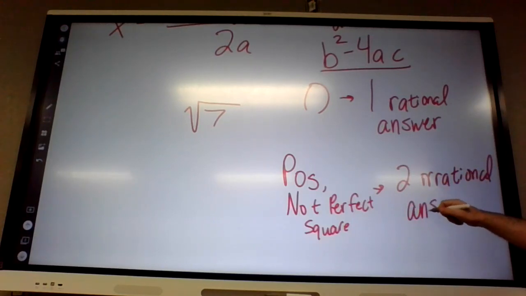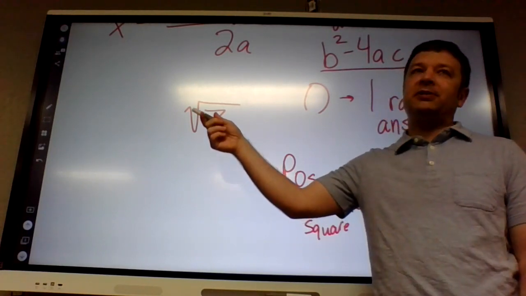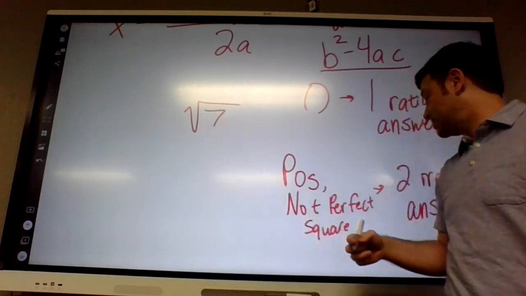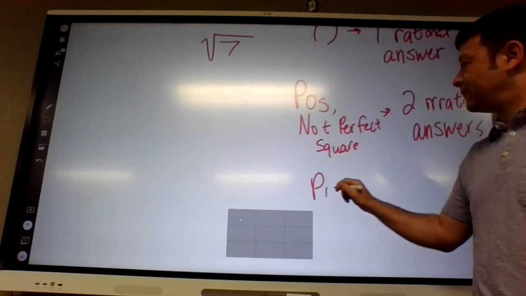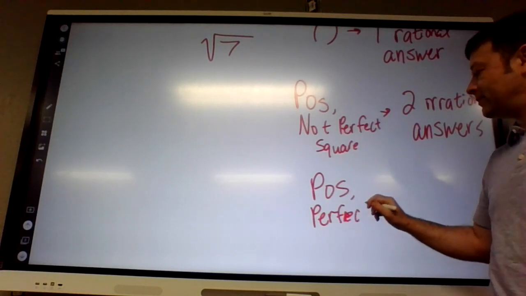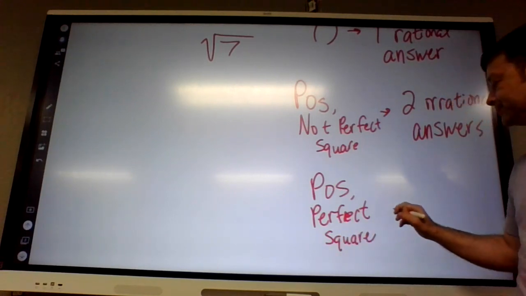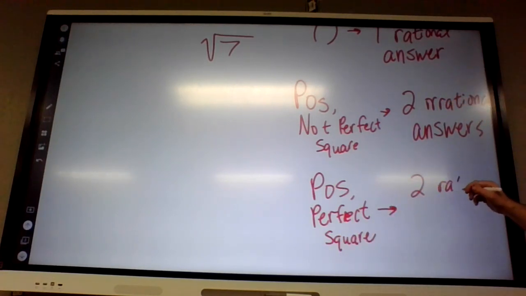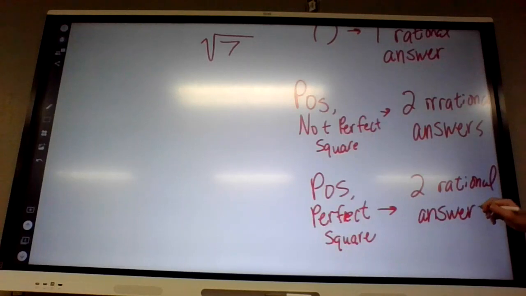Irrational means, well, we kind of just talked about it. It's not rational. Irrational means it's an infinite, non-repeating decimal, like square root of 7. But what if it's positive and it is a perfect square? This is what happened almost every time yesterday. If it does have a square root, what's going to happen? 2 answers. You're going to get 2 rational, like normal answers. Pretty much everything we did yesterday was this. This was just 19 and 20 from yesterday. This one happened on a couple random questions from yesterday.